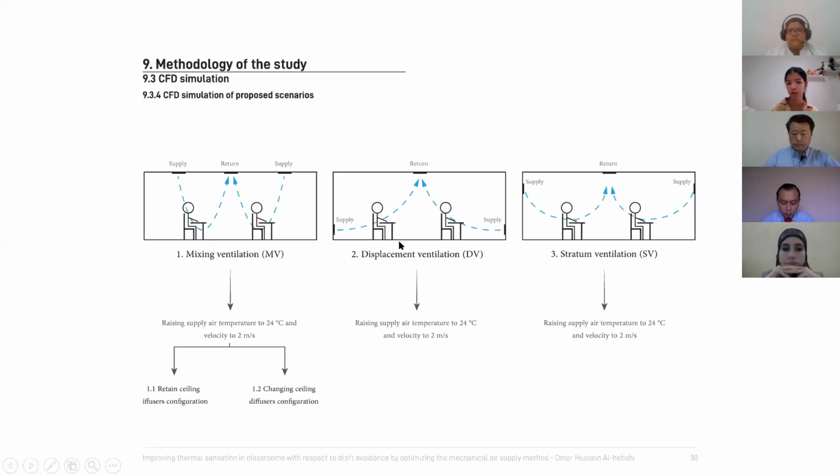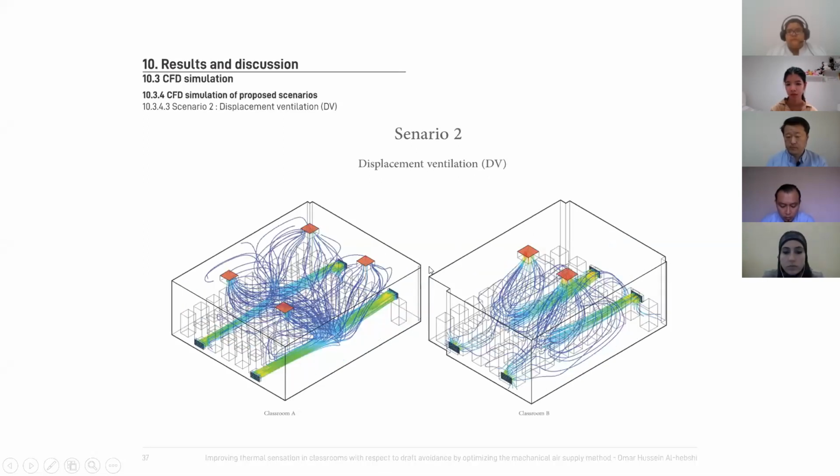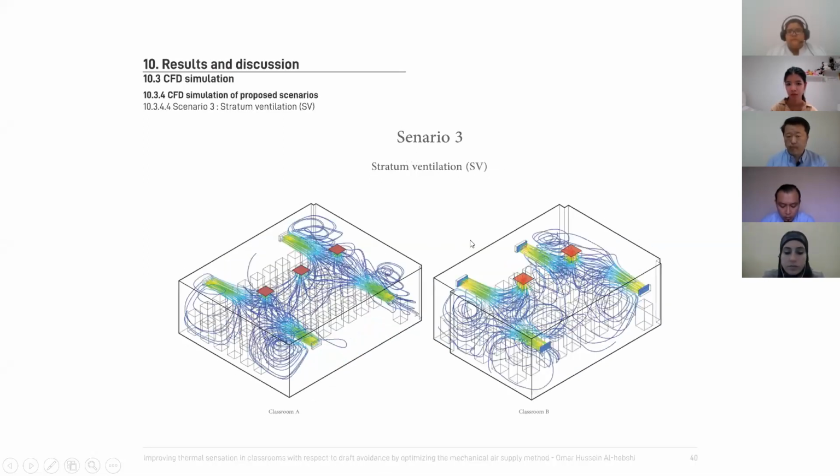Here are the proposed ventilation strategies to be implemented in the classrooms. The first one is the mixing ventilation strategy, with two other configurations or arrangements of inlets and outlets inside the classroom. The second one is the displacement ventilation and the stratum ventilation strategy. Here is the first scenario, the mixing ventilation and the configuration of the inlets and outlets. This diagram represents the displacement ventilation, and this is the stratum ventilation.